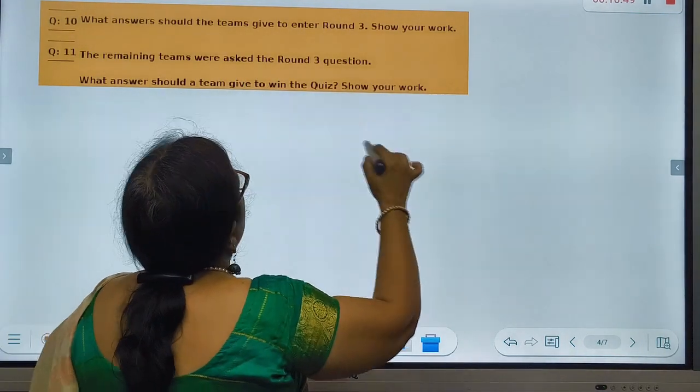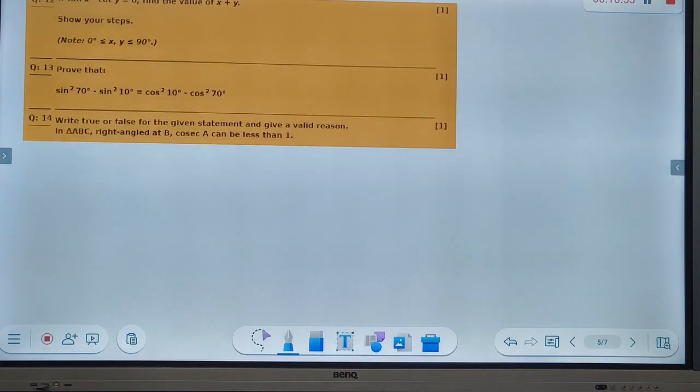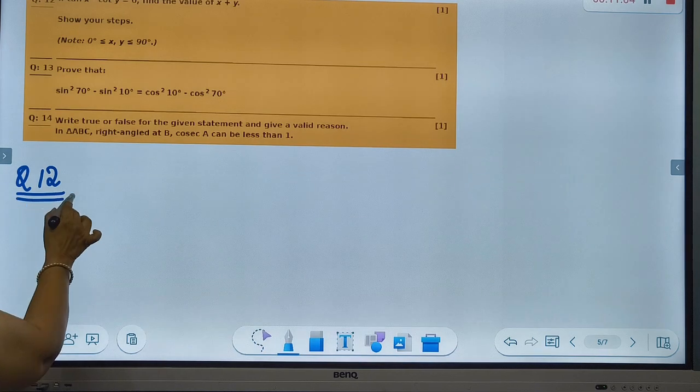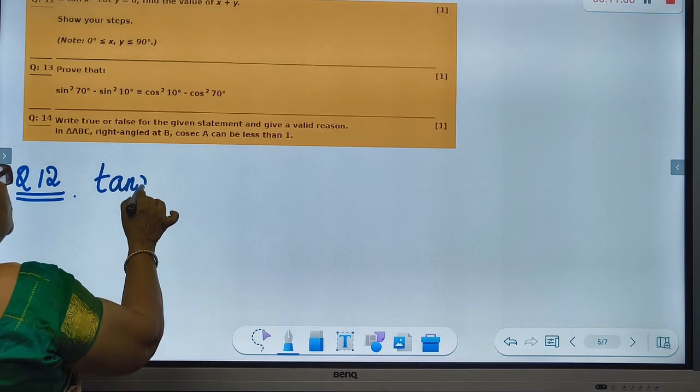So we have done all this. Now look at this question. If tan x minus cot y equal to 0, you have to find the value of x plus y. So question number 12. Tan x minus cot y equal to 0.